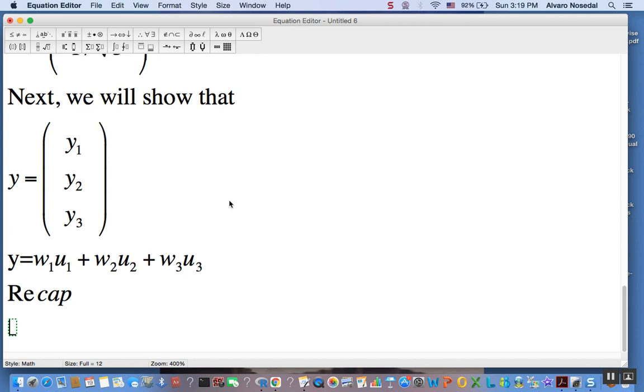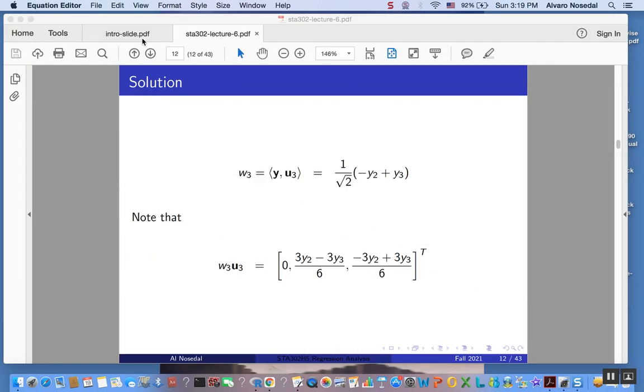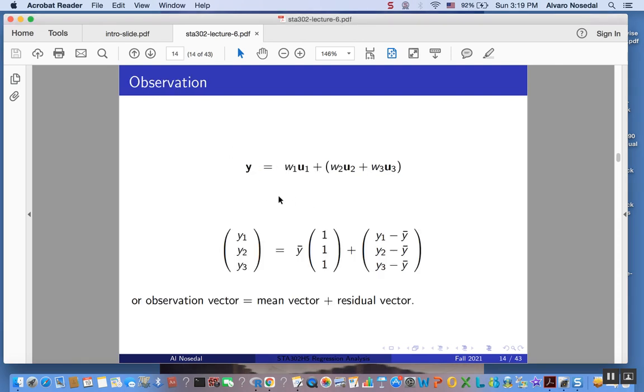So in our particular example, our decomposition will look like this, right? y equals W1 times U1 plus W2 times U2 plus W3 times U3. But note that what you have is this. Hey, this vector is y bar times this vector plus whatever is left.